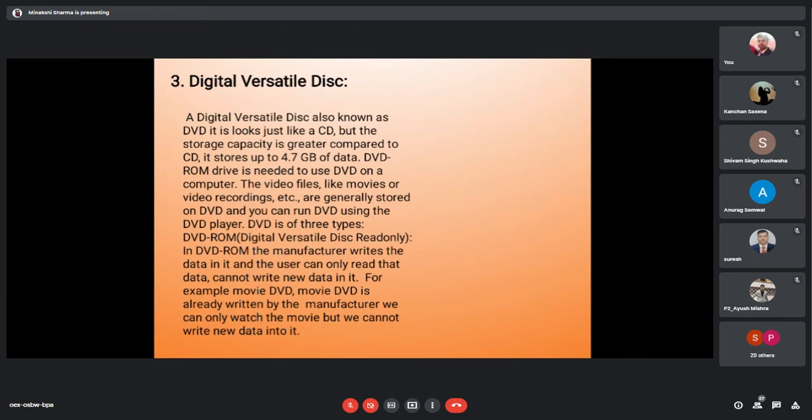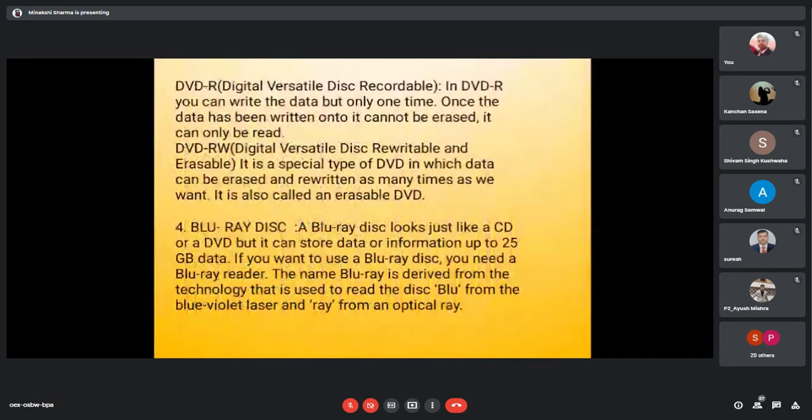In the DVD-ROM, the manufacturer writes the data on it and the user can only read that data, and cannot write new data on it. For example, a movie DVD. A movie DVD is already written by the manufacturer. We can only watch the movie, but we cannot write new data onto it.